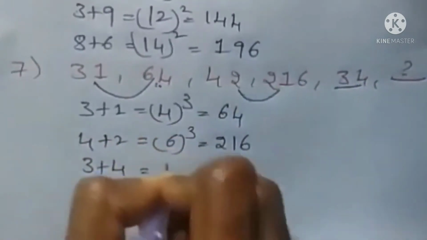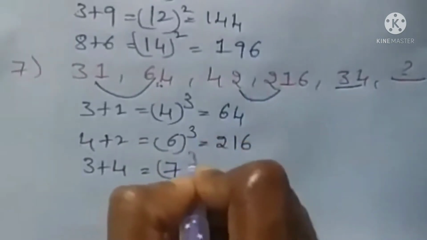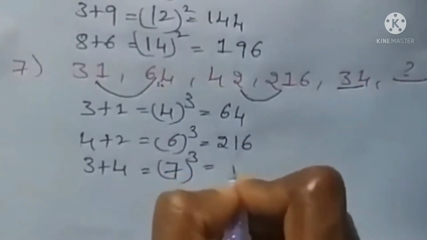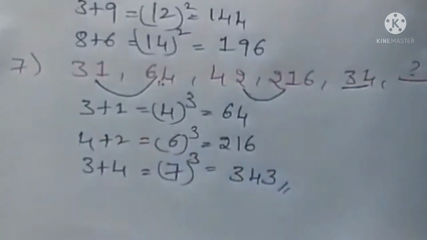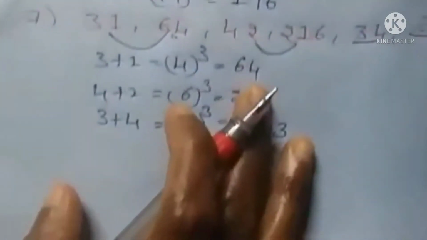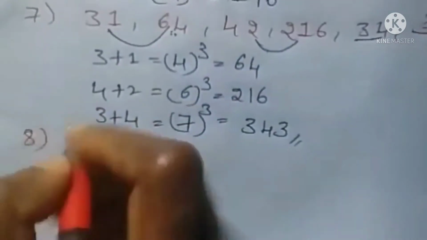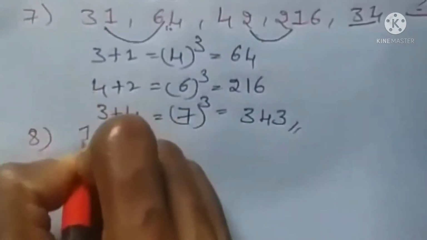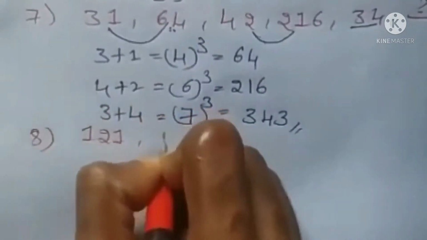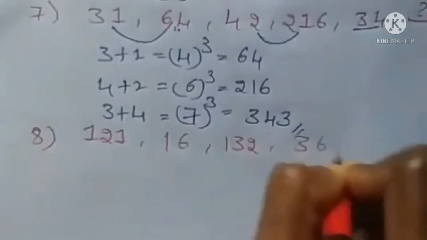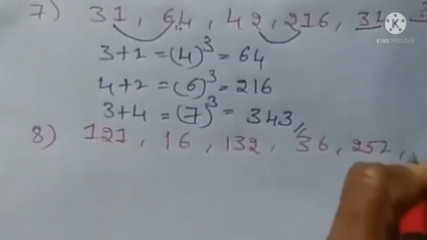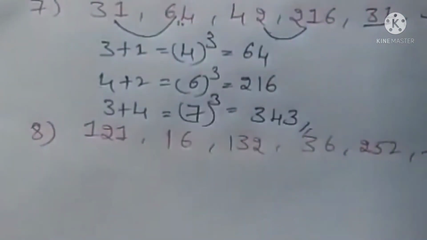This one also finished. Now this last one. 3 plus 4, which is equals to 7 cube. How much 7 cube is? 343. Hence our answer is 343. And next, our eighth question is 121, 16, 132, 36, 252, and next the answer.